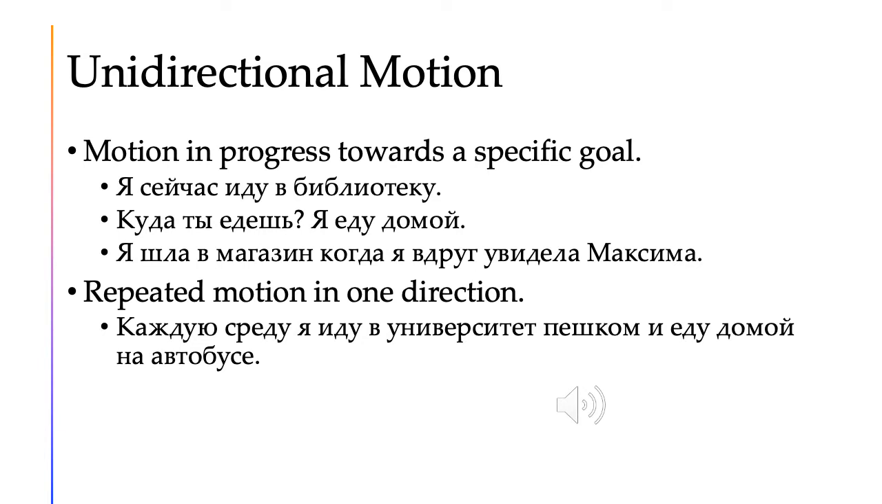Let's start with unidirectional motion. Remember, those are verbs like идти, ехать, лететь, бежать, вести, нести. We use these unidirectional verbs of motion when we want to indicate that motion is in progress towards a specific goal. For instance, we could say «Я сейчас иду в библиотеку». Right now, I'm going to the library.